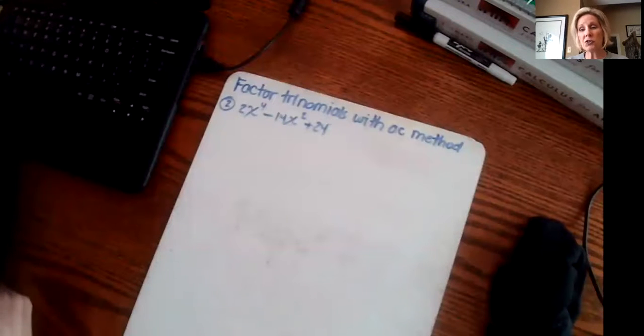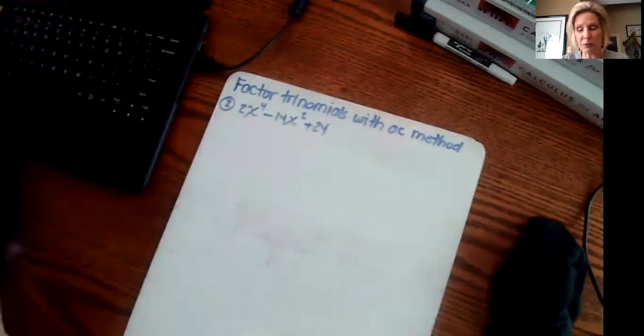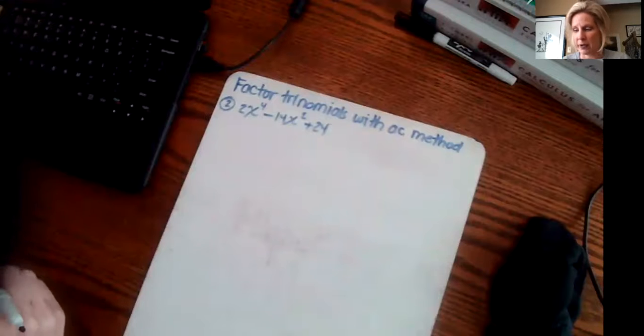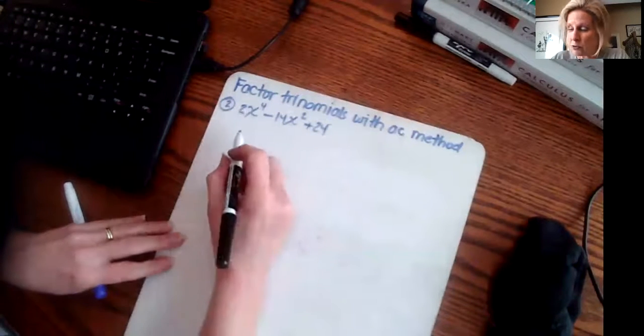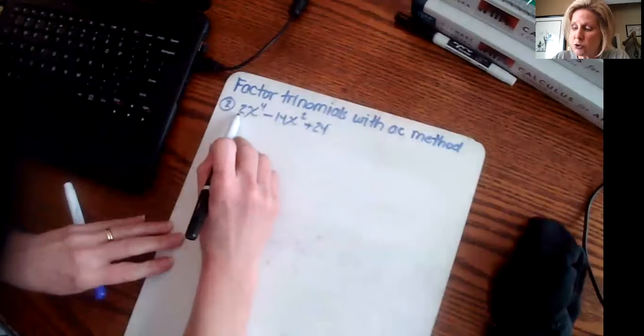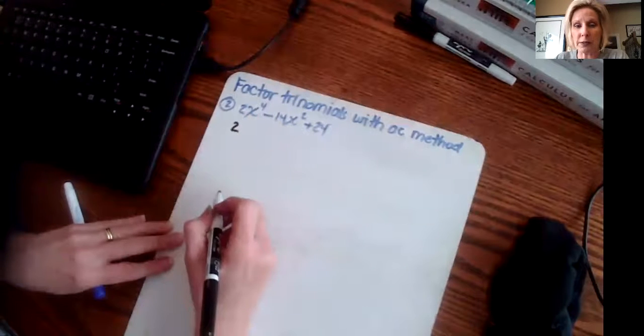So now on this trinomial, I'm going to start again. Again, it's an x to the fourth polynomial, which is a quartic, if you remember our degree vocabulary. So I'm going to start by looking for a GCF. I always do that first. And I do notice that 2 goes into 2, 14, and 24. So I definitely pull a 2 to the front.